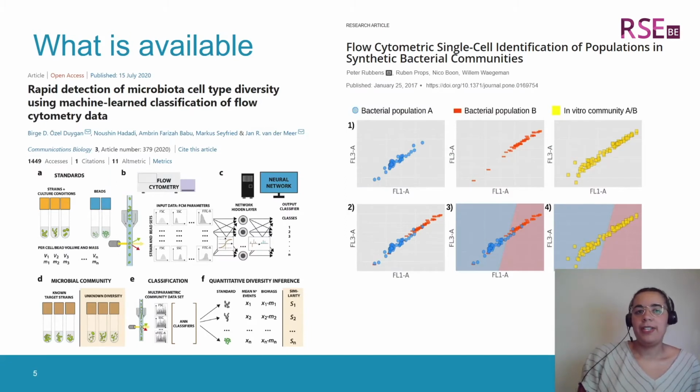Several articles deal with machine learning methods applied to flow cytometry data to identify bacterial cells. It is the case for this article from Peter Rubbens et al. from 2017, which uses random forests on synthetic communities. For this article from Bridget Duggan from 2020, they use a neural network and describe a pipeline called CellScanner used on lake water samples. Other tools, such as Flock and SWIFT, use clustering methods to assess the diversity of a sample, but this doesn't allow the user to identify species.